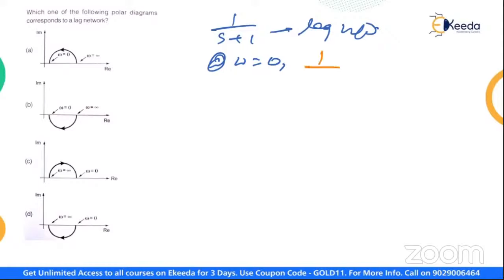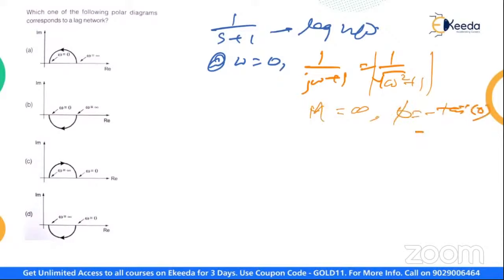So 1 upon j omega plus 1. Is that correct? Which is nothing but 1 upon under root of omega squared plus 1. Is it magnitude, and angle is different. So the magnitude at omega equal to 0 is 1, and the phase angle you get is minus tan inverse of 0. What is tan inverse of 0? Tan inverse of 0 is nothing but 0. So magnitude 1 at an angle of 0 degrees. And next, what happens at omega equal to infinity? At omega equal to infinity, you get magnitude equal to 0 and angle equal to minus tan inverse of infinity, which is nothing but minus 90 degrees.